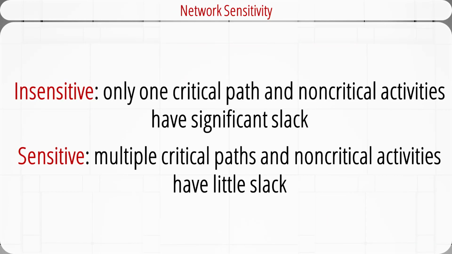Network sensitivity measures the likelihood the original critical path will change once the project is initiated. A project is insensitive if it has only one critical path and the non-critical activities enjoy significant slack. A network is sensitive if it already has multiple critical paths and non-critical activities have little slack. So in a sense, sensitive projects are fragile and more prone to delays.